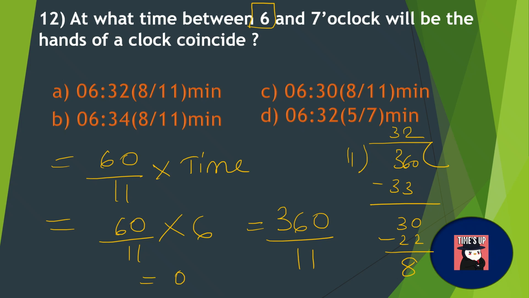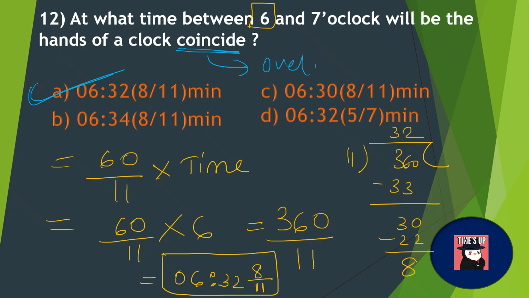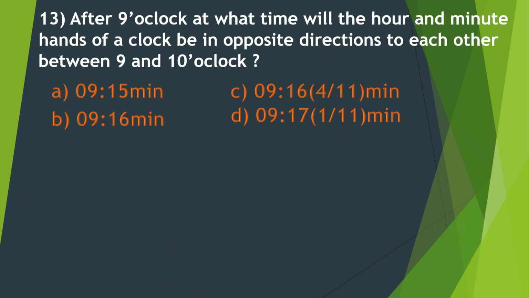So it will be 6 hours, that is the first part. And in terms of minutes, how will you write this? First you will write the quotient, that is 32. Then the remainder divided by divisor, that is 8 by 11. So this will be your answer, that is 6 hours 32 8 by 11 minutes. Option A is the correct one. Coincide, or they can ask overlap, or it is 0 degree angle. Okay. Next question on your screen and your timer starts now.